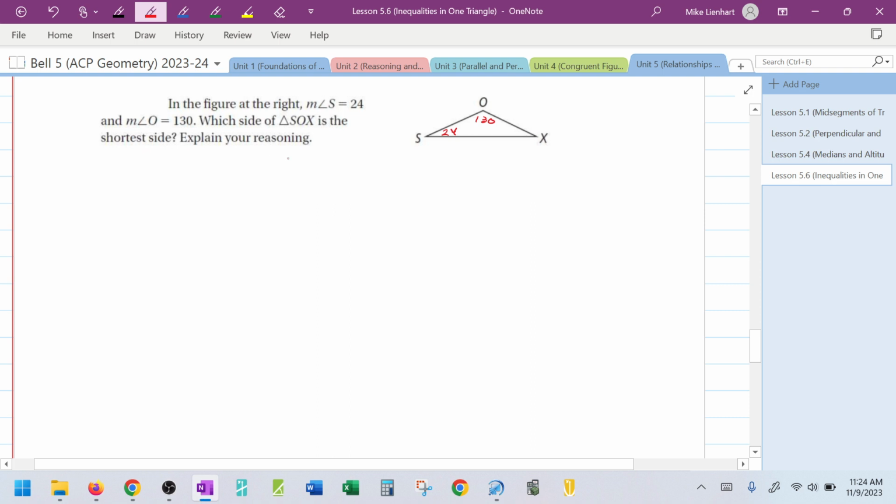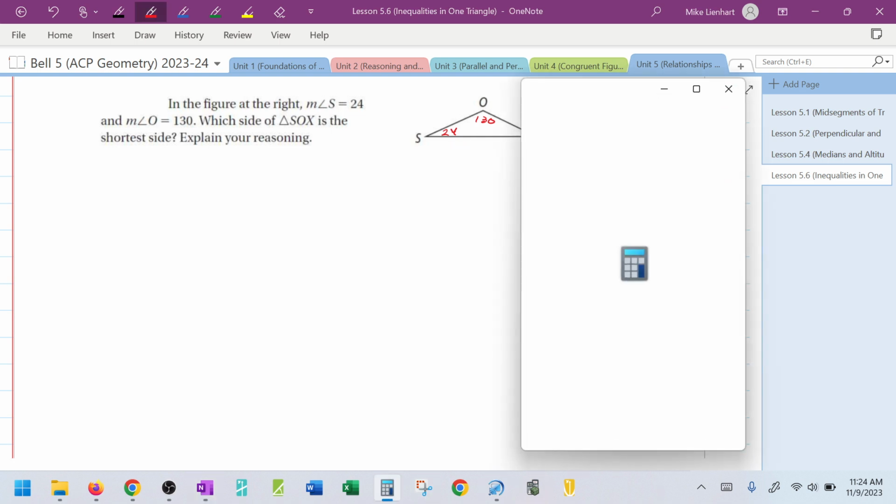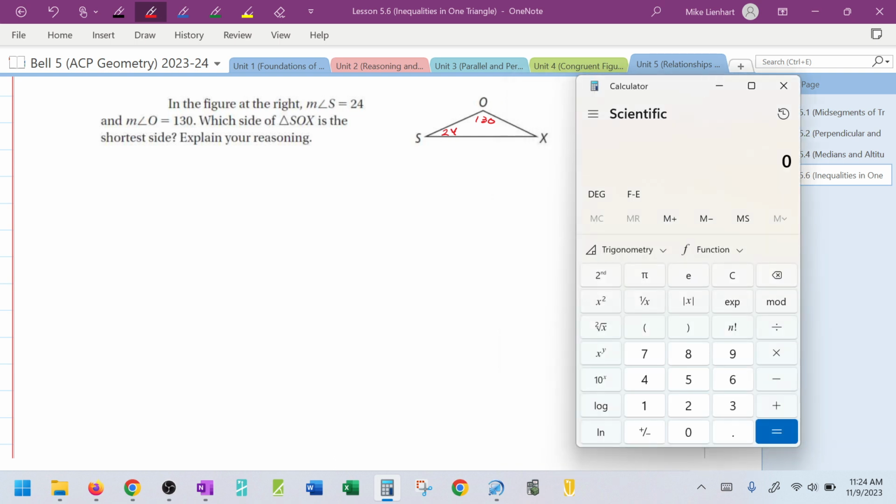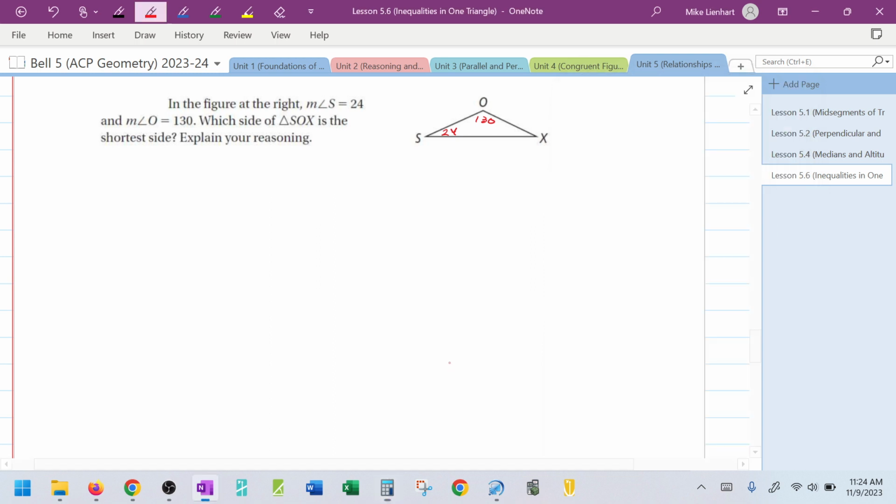Okay? So, before I try to figure this out, the first thing that I'm going to do is figure out how big is angle X. All right? So how big is angle X? I know that in a triangle there's 180 degrees. If I subtract 24 and I subtract 130, that tells me that angle X is 26. Now, I know that opposite the smallest angle will be the smallest side. So I'm able to conclude here that OX is the shortest.